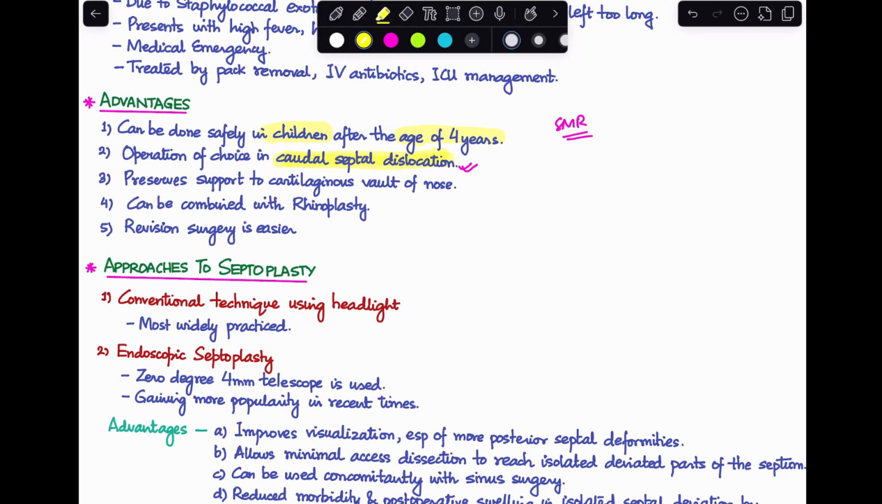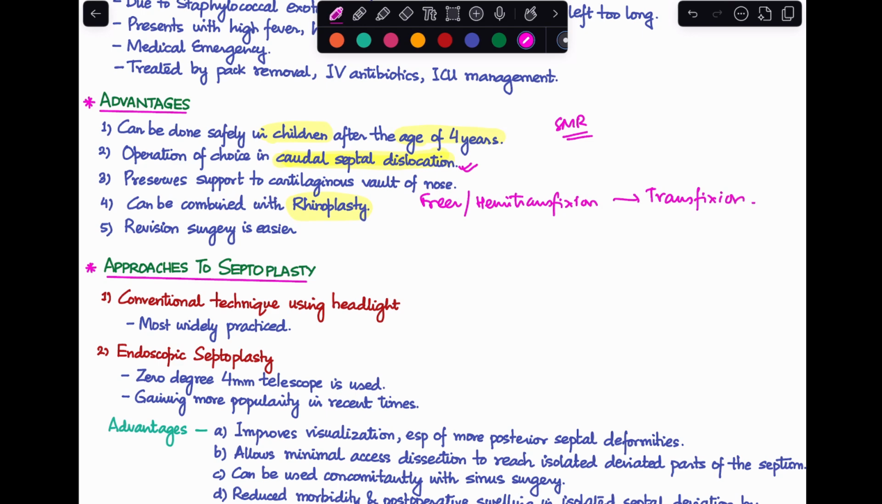Next, because septoplasty is a very conservative procedure, it preserves enough support to the cartilaginous vault of the nose. And septoplasty can be easily combined with rhinoplasty. The incision that we use in septoplasty is usually the Freer's incision, also known as the hemitransfixion incision. But this incision can be easily converted into a transfixion incision, which is required in rhinoplasty.